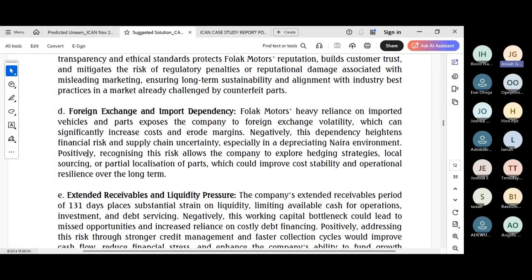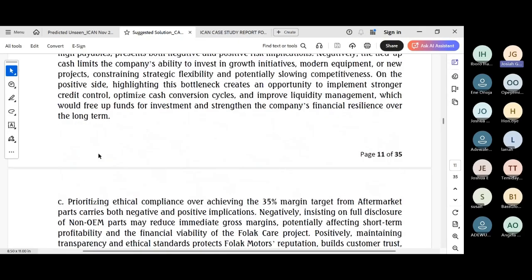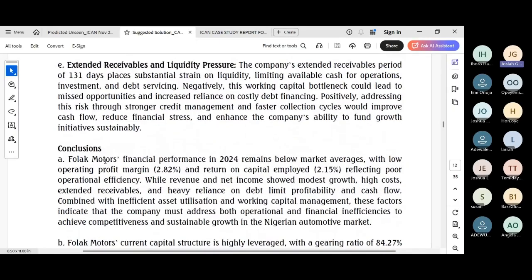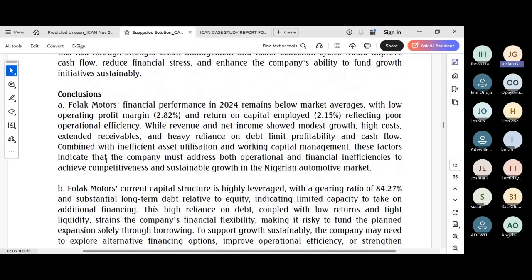Then that of Forex and import dependency. We said the dependency heightens financial risk and supply chain uncertainty, while positively, recognizing this risk allows the company to explore hedging strategies, local sourcing, etc. So if you give 4 of this, you're okay with the conversation. And finally, very importantly, you must conclude and recommend.